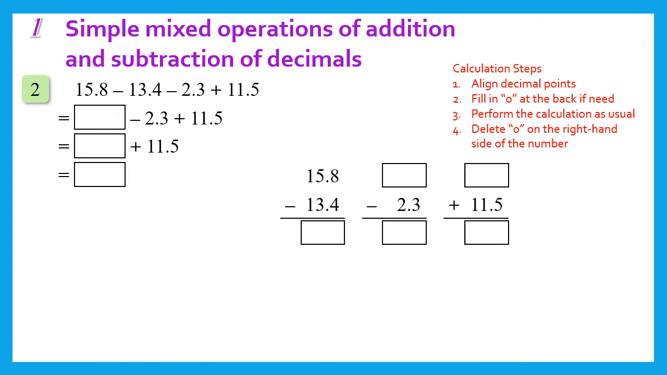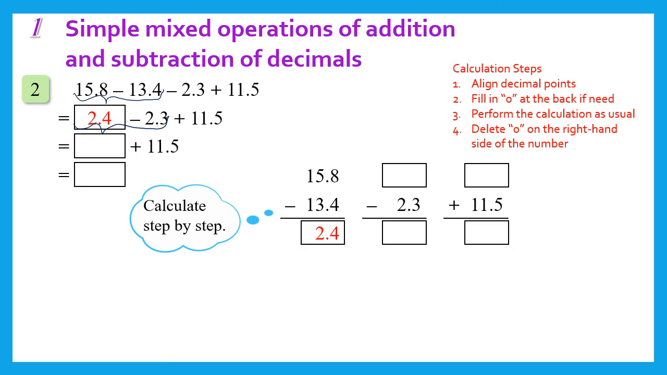Alright, for question 2, like the thing that we did before, you just do the calculation one by one, and copy the remaining part to the next step. Okay, so for example, this 15.8 minus 13.4, do the subtraction directly, and then you get the answer 2.4, and then you can write it back. So 2.4 minus 2.3, this is 0.1, write it back and add it together, the answer becomes 11.6. Okay, this is for question 2.